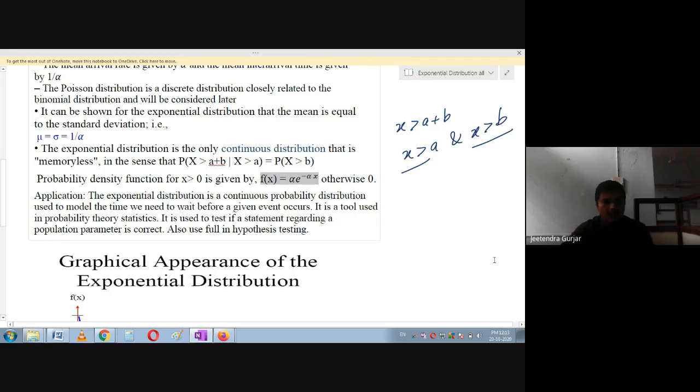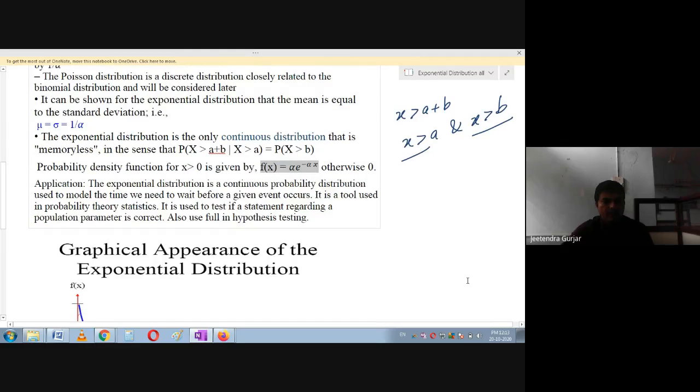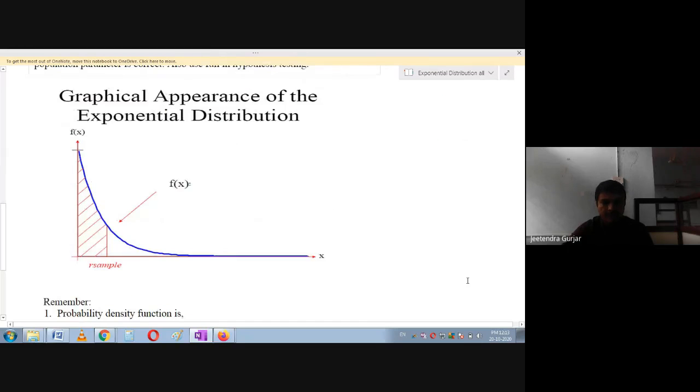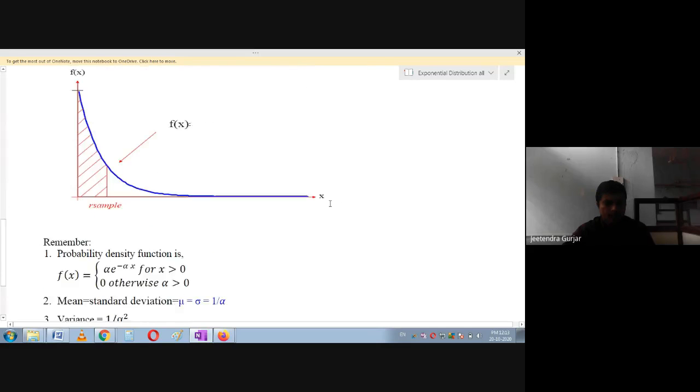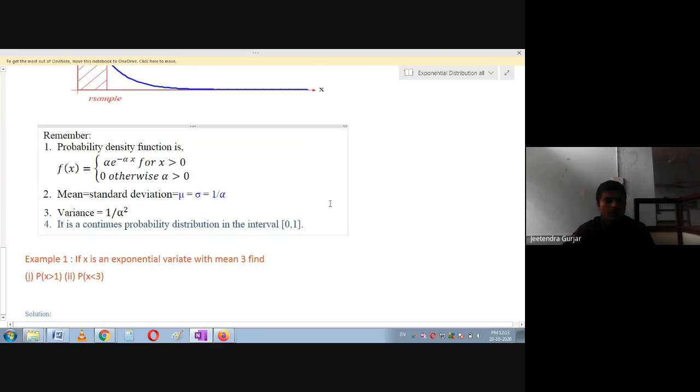So these are all the applications I have just quoted, and then we'll go through the graphical appearance of the exponential distribution. You can take x to f of x. This f of x will tell you the curve is exponentially distributed. So this is the curve of the exponential distribution. Okay, students, this is just a simple introduction to the exponential distribution.